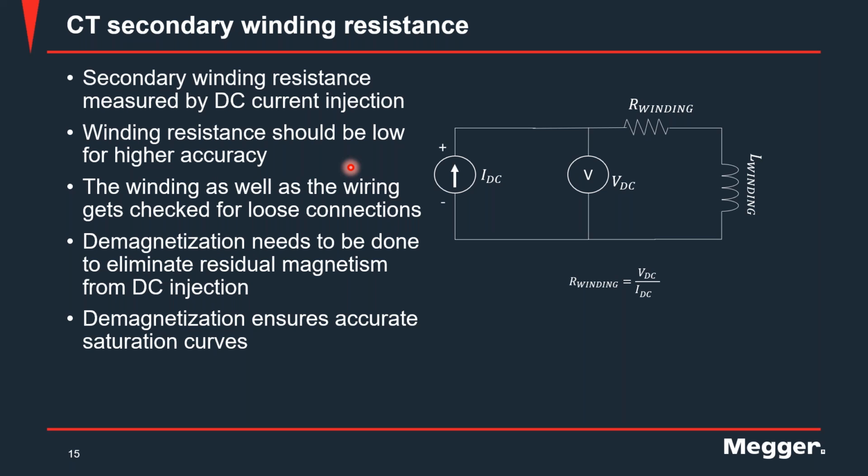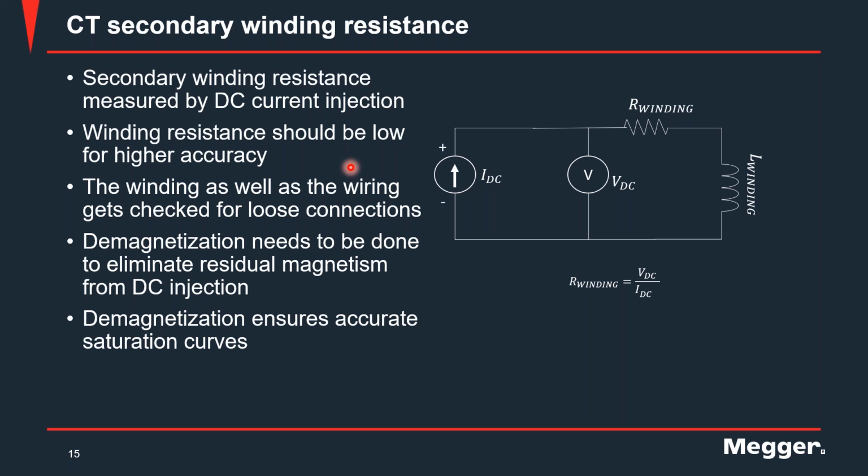CT secondary winding resistance is also an important test because you need to measure the resistance of the secondary winding, as that's the internal resistance of the CT. The internal resistance along with the external burden influences the performance of the CT. So you want to make sure that that resistance is a low number. Now, that's one of the objectives.